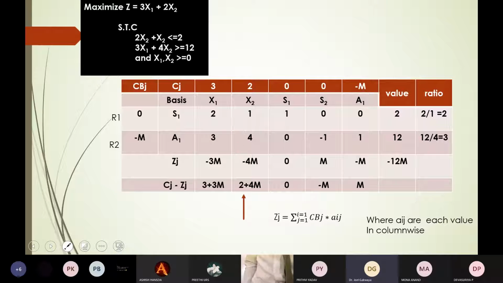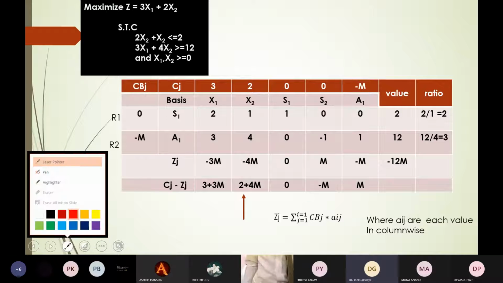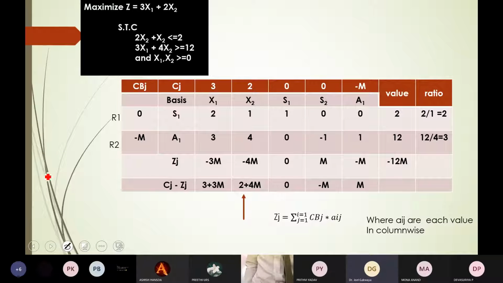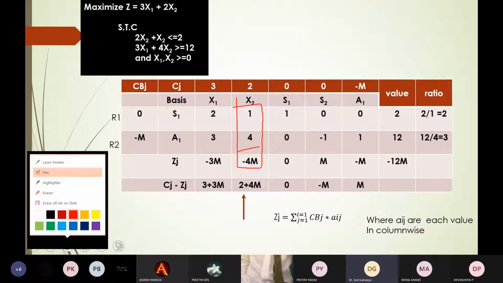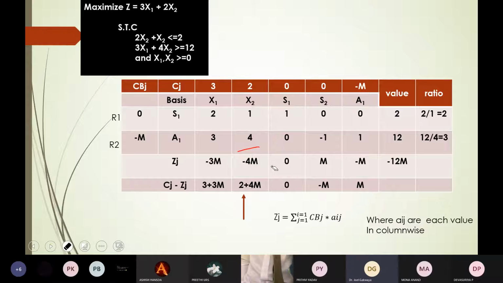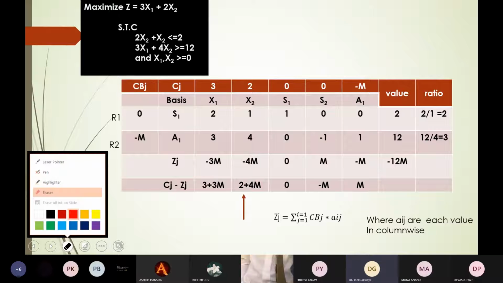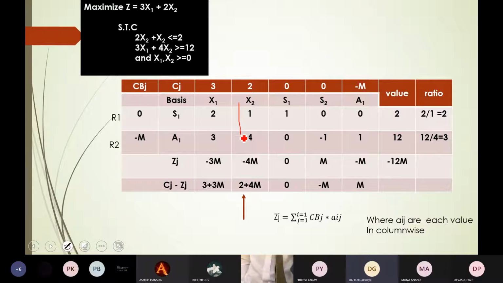The whole of this one is going to be selected as a key column. Then how do you find the ratio? The ratio is found by taking only these two. The ratio is going to be taken by value divided by value.